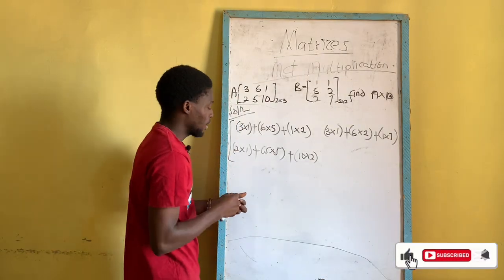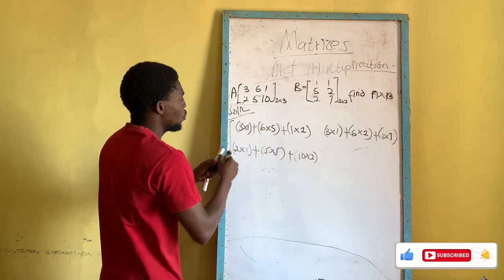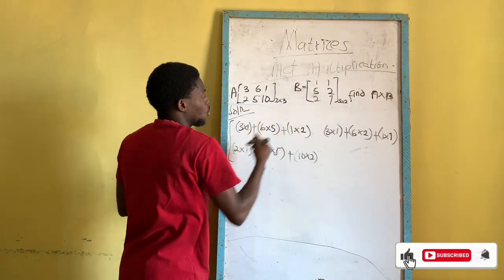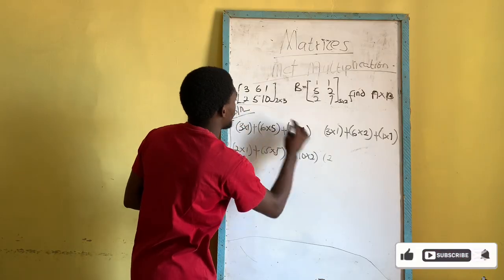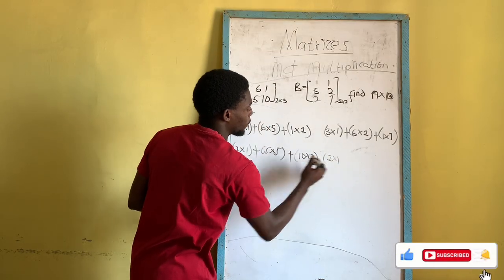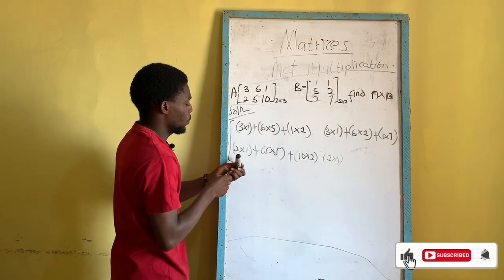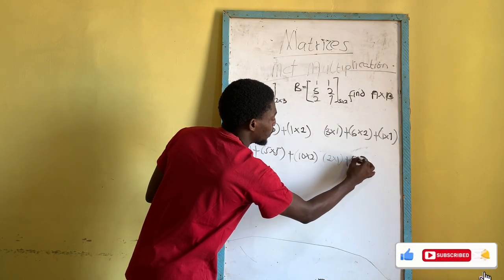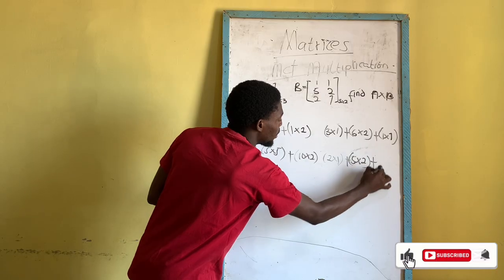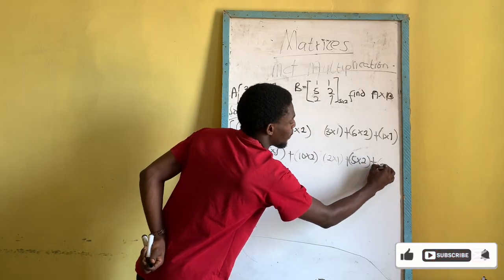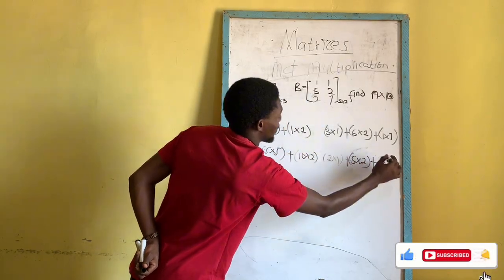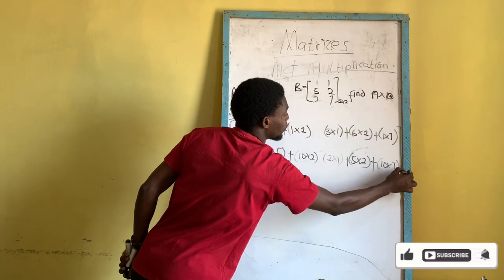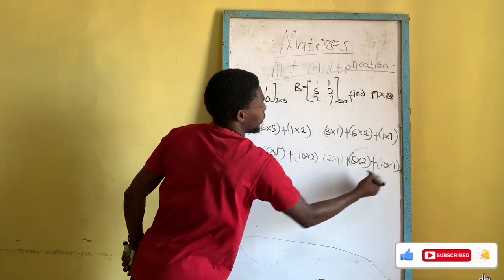Now let's look at the fourth element. We are taking the same row multiplied by the columns. That's the second column. So we have our 2 here multiplied by our 1. Then plus we have our 5 multiplied by our 2. So plus 5 multiplied by 2. You close the bracket. Then you have our 10 here multiplied by our 7. Now you are done with the multiplication. So you are done with the first step.